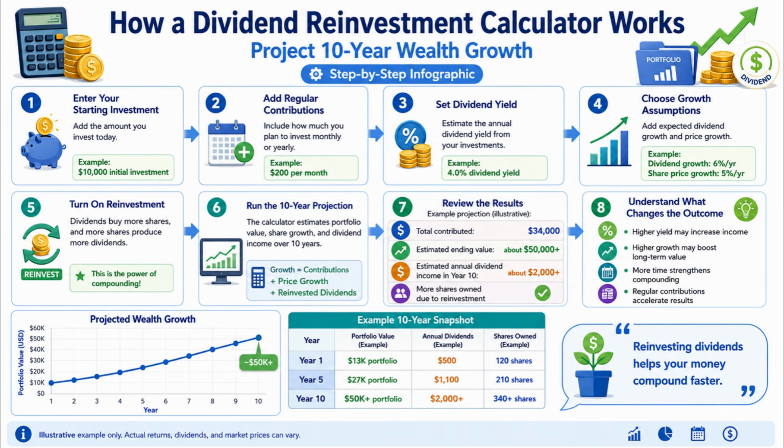Next, you turn on dividend reinvestment, which means the dividends you receive are used to buy more shares instead of being taken as cash. As a result, more shares can produce more dividends, and this creates the power of compounding.